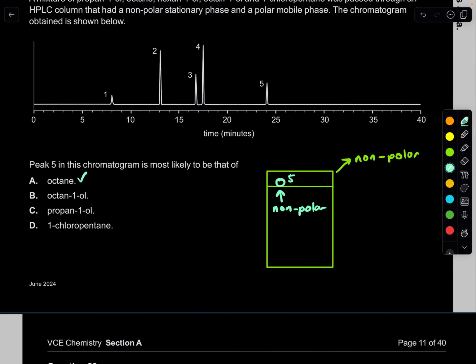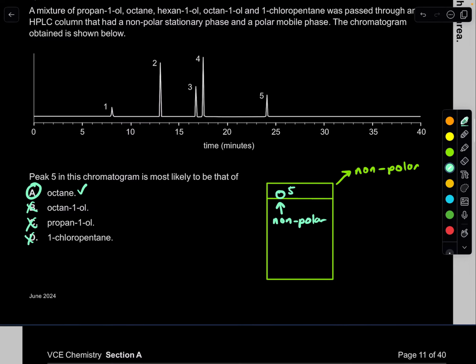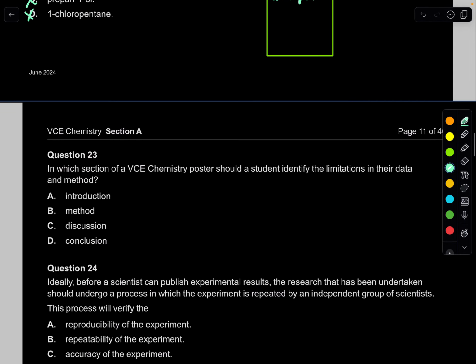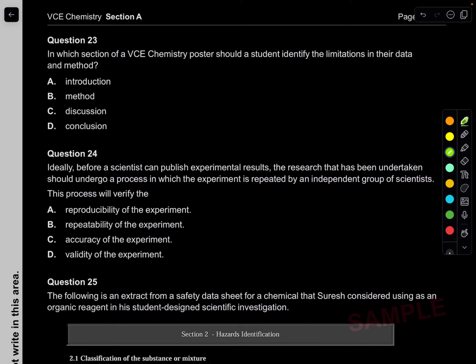So octane, yep, that's non-polar. Octan-1-ol, it has OH, so that's going to create hydrogen bonding. Nope. Again, the same with this. This is polar. 1-chloropentane, this is dipole to dipole, so nope. That still creates polarity. So it's only A. A is actually just basically the most non-polar out of all of them. So it has to be 22A. Beautiful. 23. Let's have a look at this one.